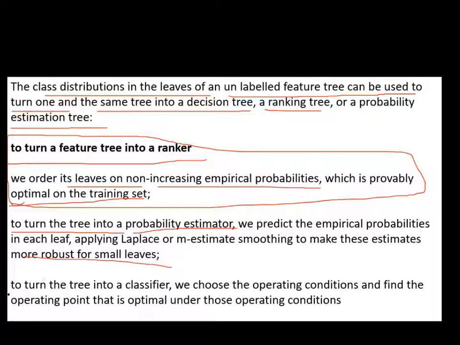Similarly, even a decision tree can be turned into a classifier. We choose the operating conditions and find the operating point that is optimal under those operating conditions. This is how a feature tree can be converted into a decision tree, a ranking tree, or a probability estimation tree.